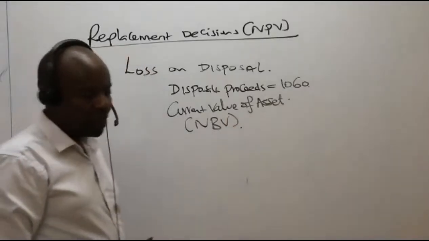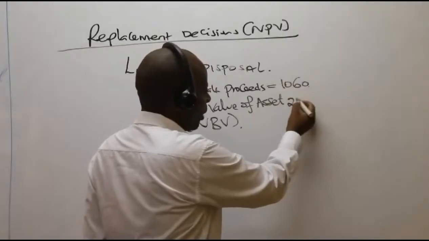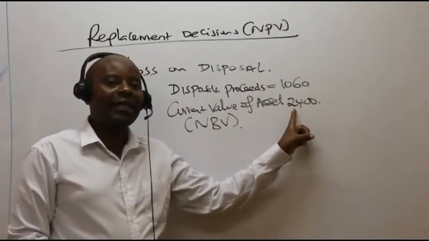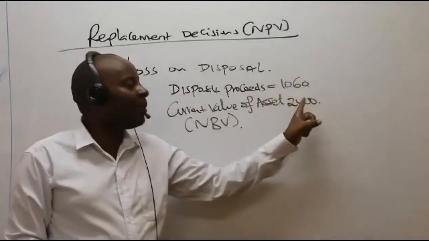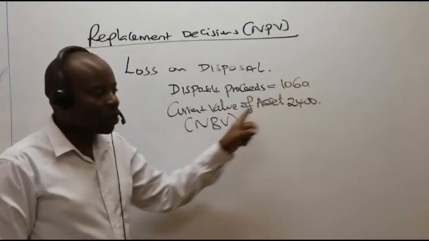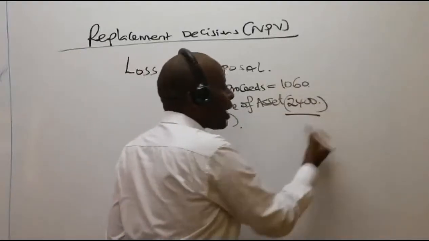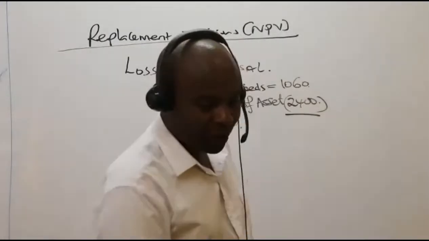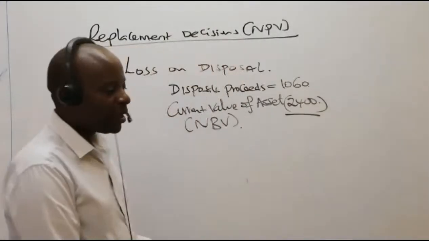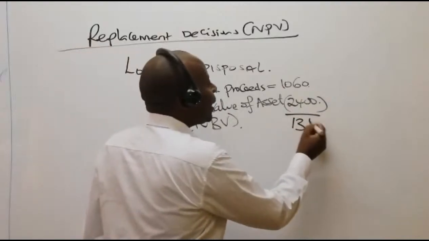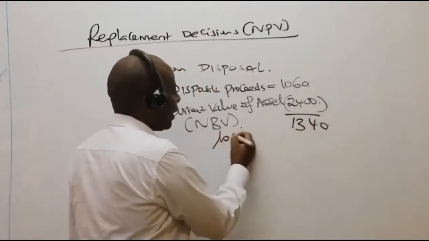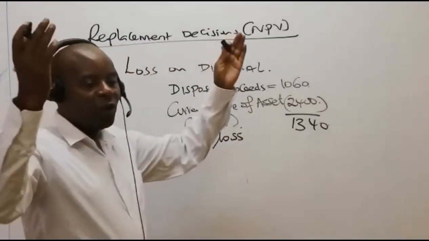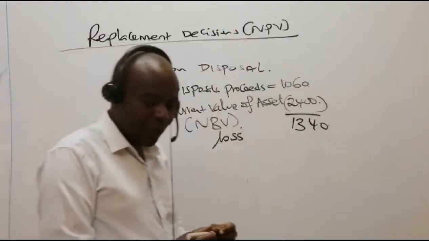So the net book value here, you guys gave me a figure of 2,400. You can see that an asset that is worth 2,400, we are selling it for a paltry amount, a smaller amount of 1060. So when I subtract like this, what am I going to get? You can see that we are making a negative profit. A negative profit is basically a loss. So a loss of 1340. That's how I expect you to do it.